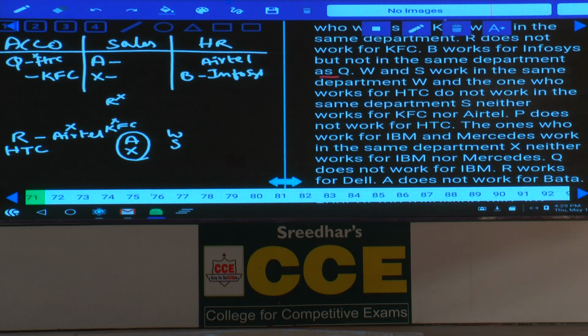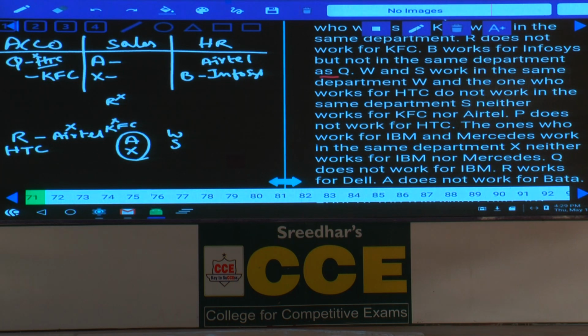Now sir, here Q is not working in HDC doesn't mean that this HDC person is not working in accounts department. Or at the same time we cannot say that HDC person is working in accounts department. Isn't it? Q is given as not HDC, that is the only thing. Whether HDC is in accounts or somewhere else, we don't have that information.